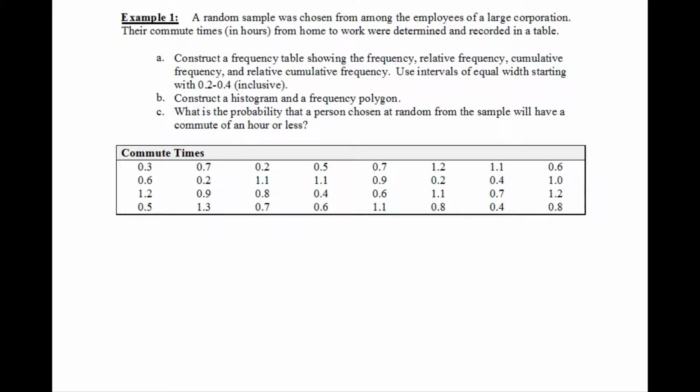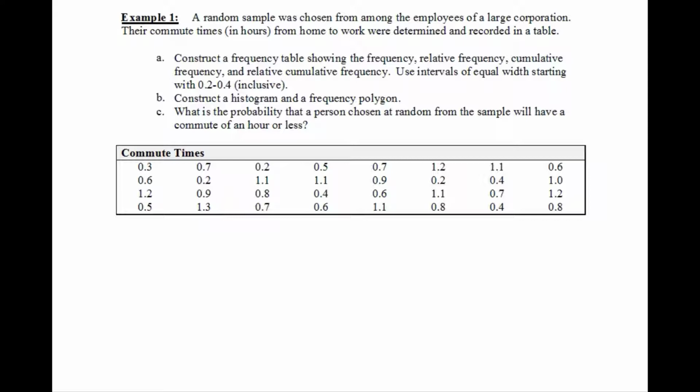Here we have a random sample of employees of a large company. They were asked to state their commute time from home to work. These were rounded to one decimal place, written down in hours, and recorded in a table. And that's what we have in this list. What we want to do is organize this using a frequency table.